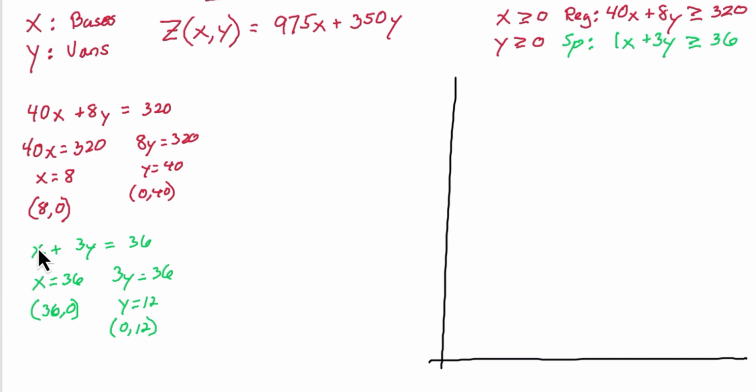From here, we can sketch those two lines. So I'm going to make my tick marks go up in increments of 4. So we have 4, 8, 12, 16, 20, 24, 28, 32, 36, and 40. Same thing on the y-axis, 4, 8, 12, 16, 20, 24, 28, 32, 36, and 40. Graphing the red line, we have an x-intercept of 8 and a y-intercept of 40. Graphing the green line, we have an x-intercept of 36 and a y-intercept of 12.